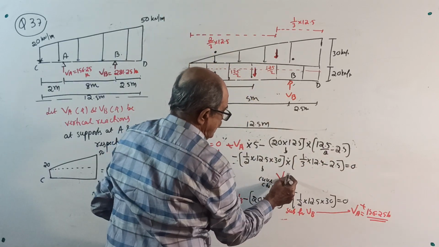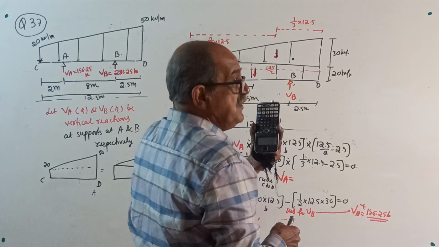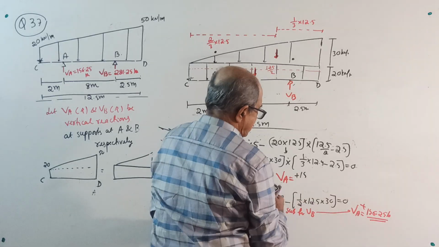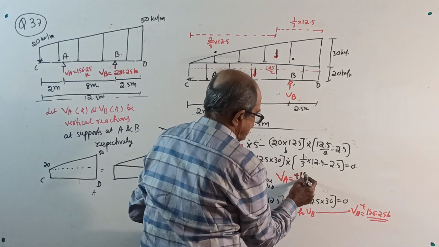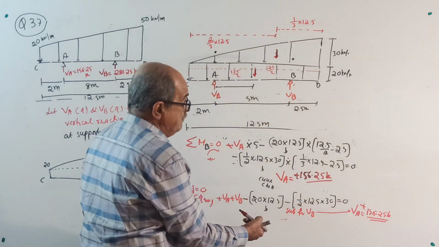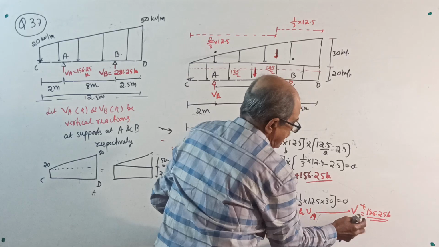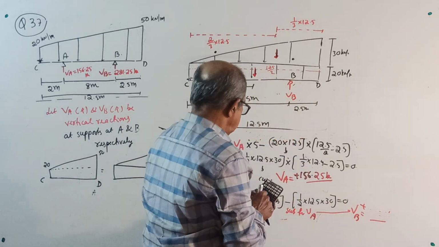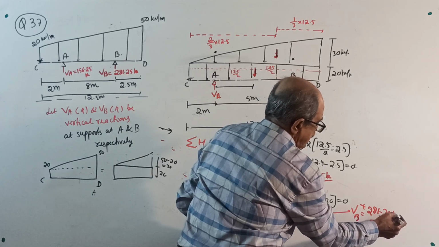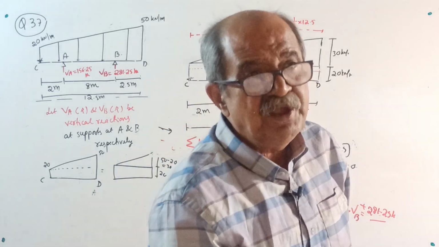Instead of VB first, we will get VA first. Let me calculate. Oh, the calculation is inverse. No problem, I can still see the answer. Plus 156.25 kilonewton. Sigma V equal to 0 will remain the same. Substitute for VA, you get VB equal to plus 281.25 kilonewton, over.